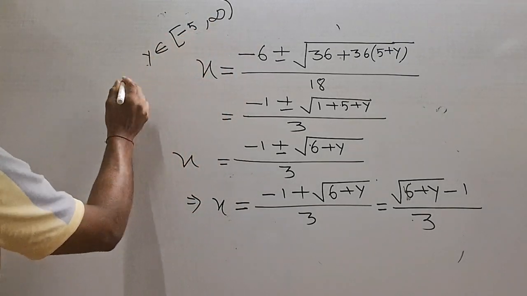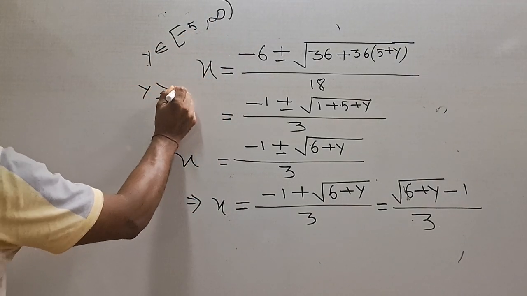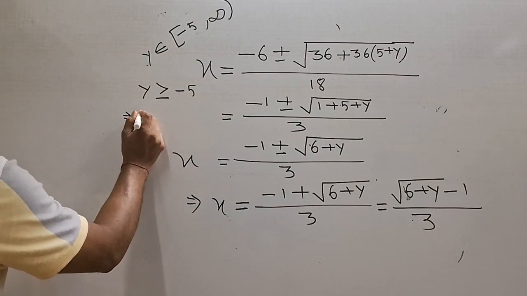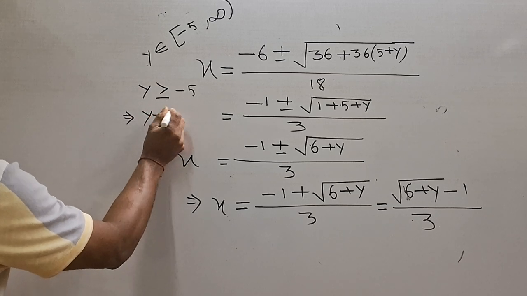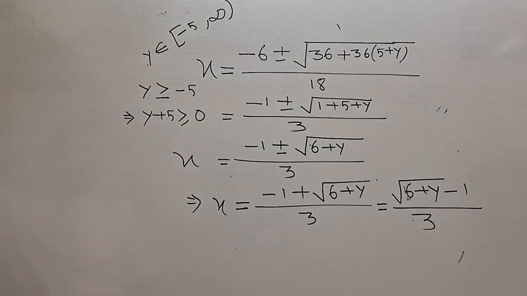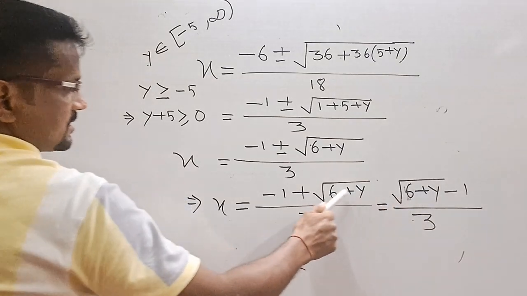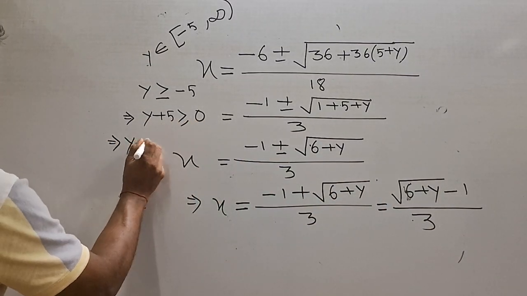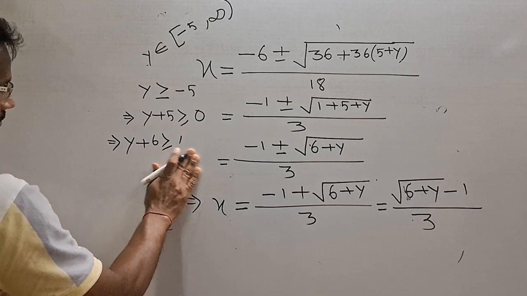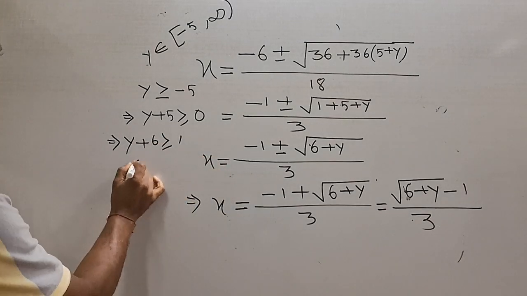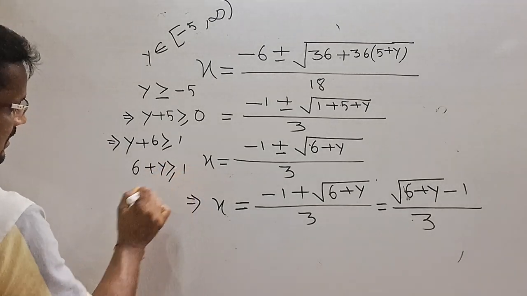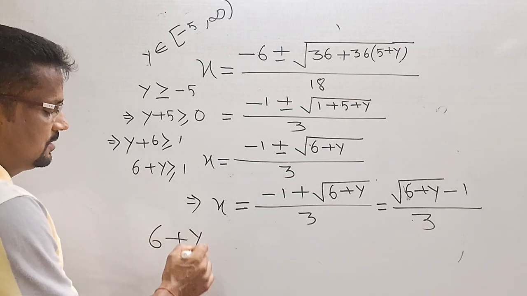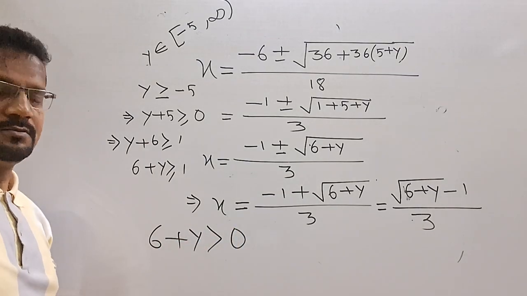As y belongs to -5 to infinity, that is y is always greater than or equal to -5. So adding 5 on both sides, y plus 5 is greater than or equal to 0. Here it is y plus 6, or 6 plus y. Then adding 1 on both sides, y plus 6 is greater than or equal to 1. You can say 6 plus y is greater than or equal to 1. As 6 plus y is greater than or equal to 1, then definitely 6 plus y is a positive number greater than 0.